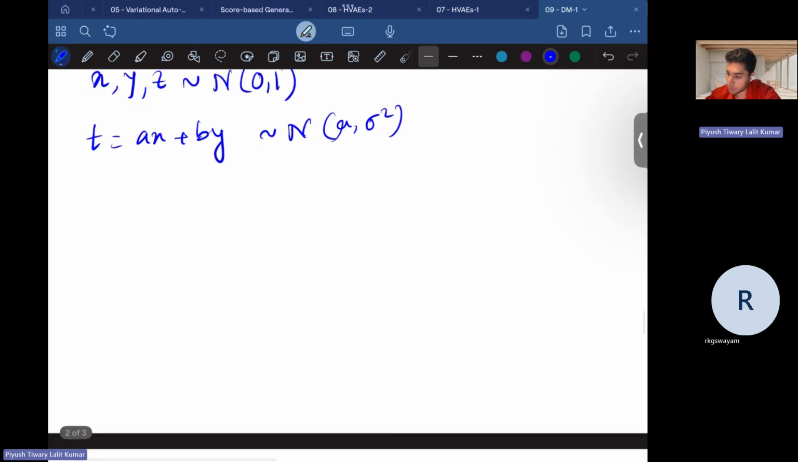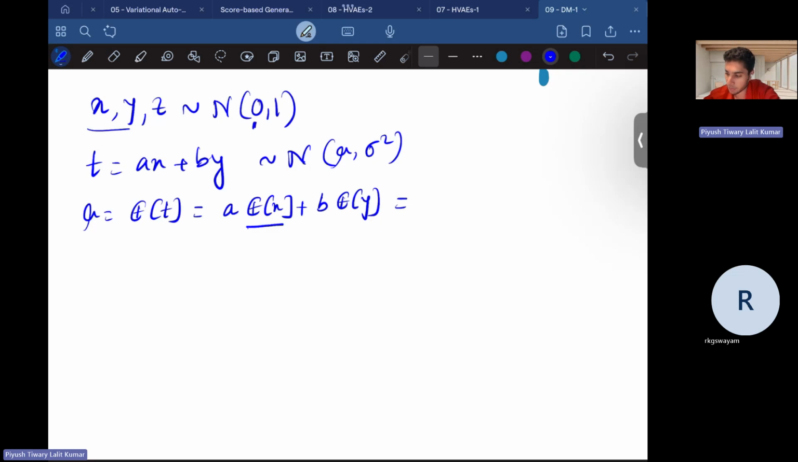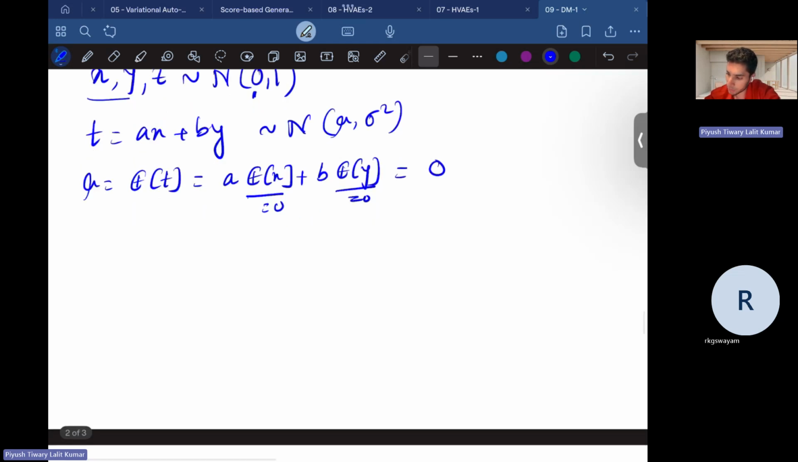So to calculate the mean and sigma: the mean is nothing but the expected value of t, the first moment. That will be equal to a, a constant, times expected value of x plus b times expected value of y. Now x and y are zero mean Gaussian random variables, so expected value of x is 0 and expected value of y is 0. So this is just 0. So mu is 0. What about sigma square?